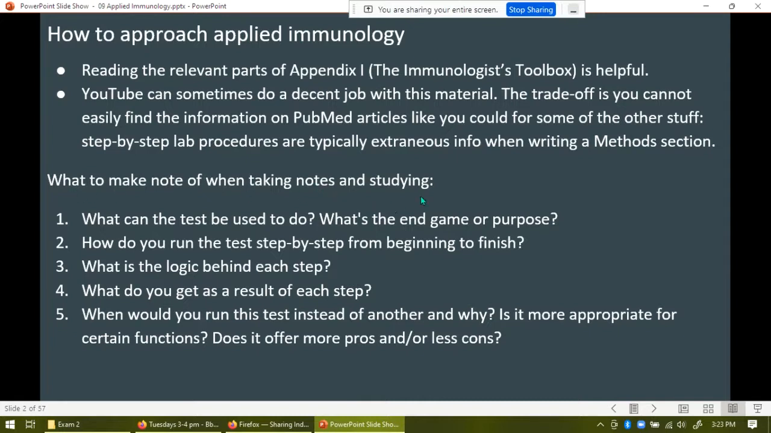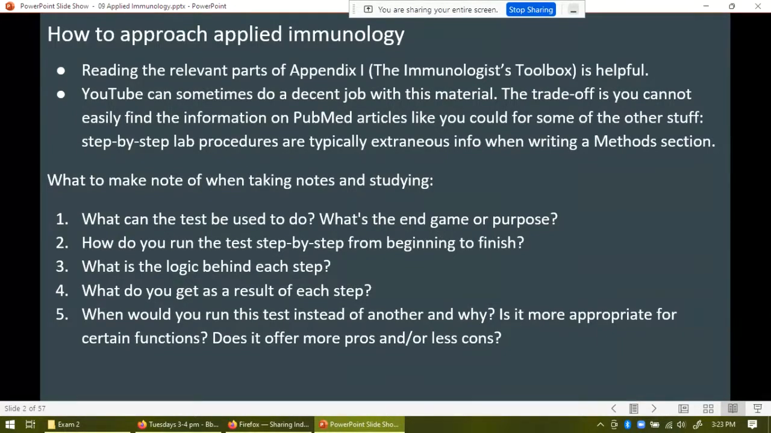So what to make note of when taking notes and studying applied immunology is, what can the test be used to do? What is the end game or purpose? Usually, you're looking for an antibody using antigen, or you're looking for an antigen using antibody. In other cases, you're trying to create a therapeutic, or you're trying to create an antibody of some kind. And occasionally you might be separating cells based on what proteins they're expressing. A lot of these are just fishing for antibody or antigen using a known antibody or antigen.